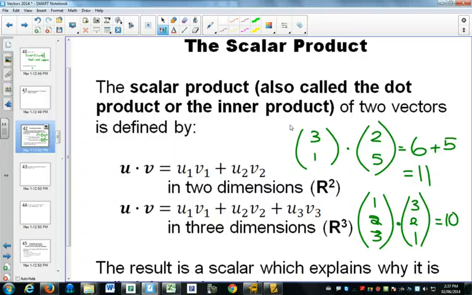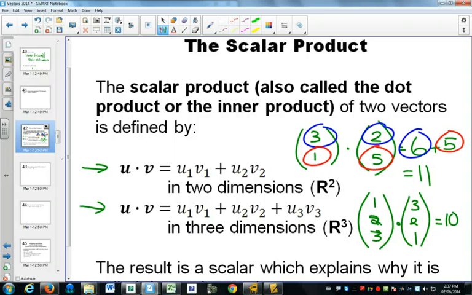Okay, quick recap. What we're learning today is the scalar product, also called the dot product or the inner product. The basic idea, whether you have two-dimensional or three-dimensional vectors, is you multiply the corresponding entries. So 3 times 2 equals 6, 1 times 5 equals 5, and add them up. Here you do 1 times 3 is 3, 2 times 2 is 4, 3 times 1 is 3. Add those all up, and you would get 10.